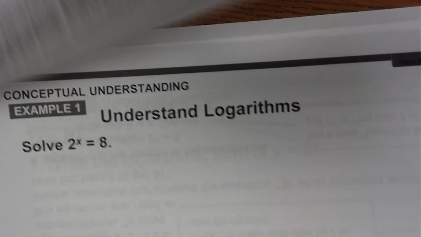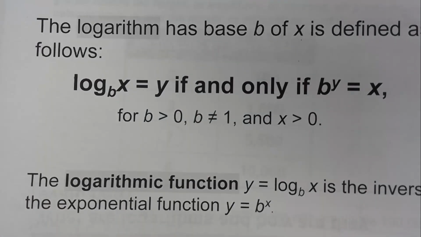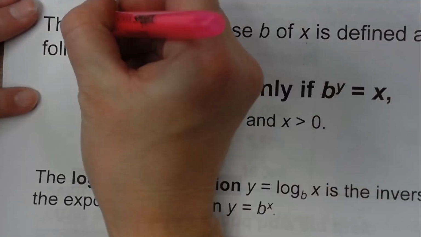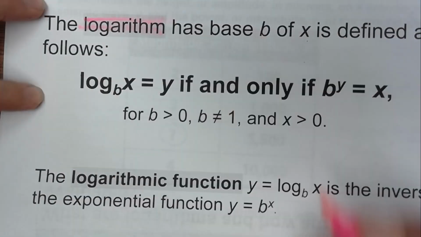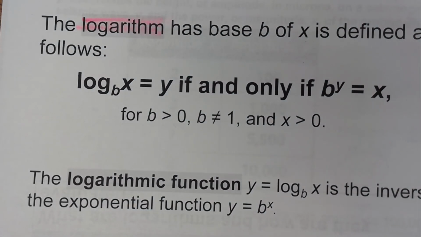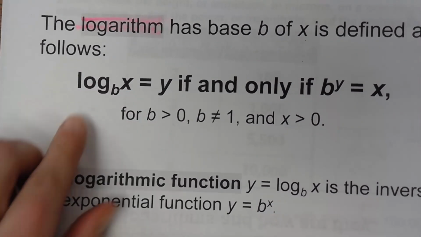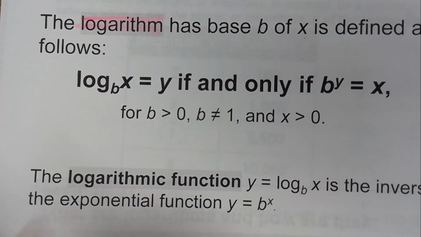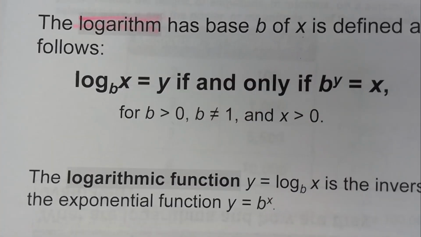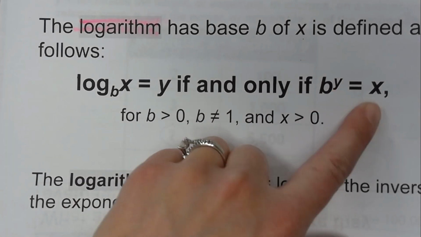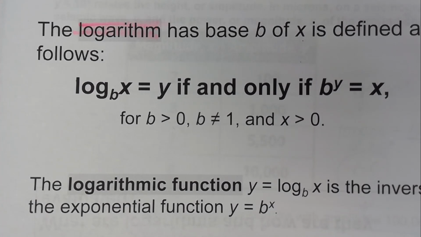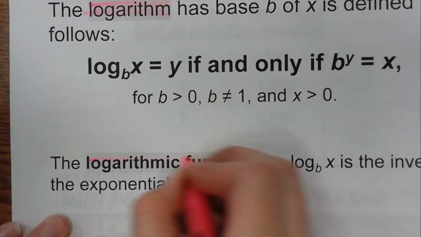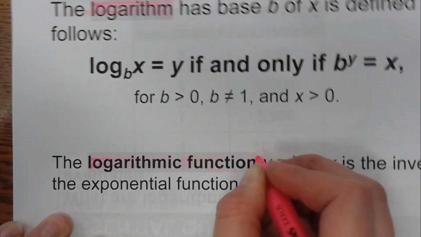In our vocab, you're going to be writing down our vocab word of logarithm. A logarithm with base b of x is defined as the following. You will read this as log base b of x equals y, if and only if this is the same as b raised to the y equals x. First, I want you to write these down in your vocab sheet. Then we're going to write them in your notes.